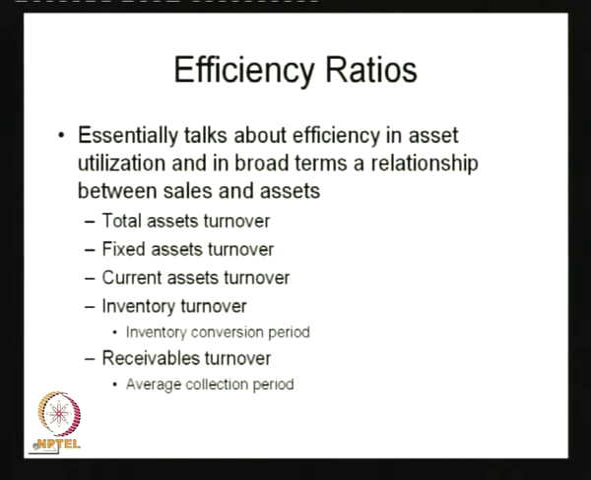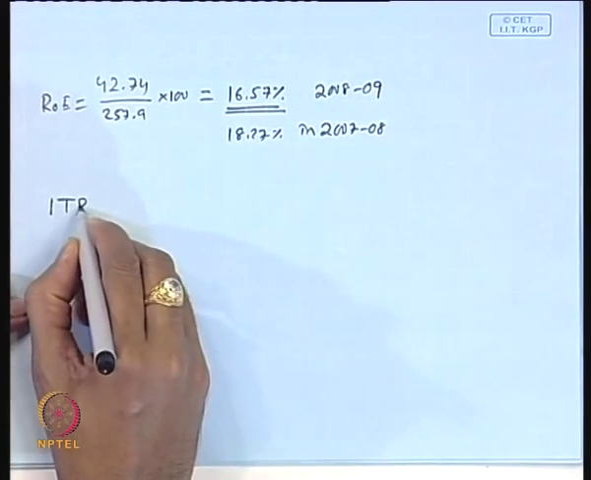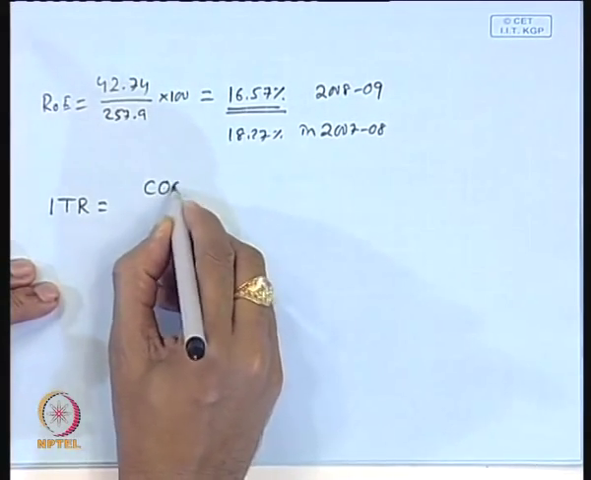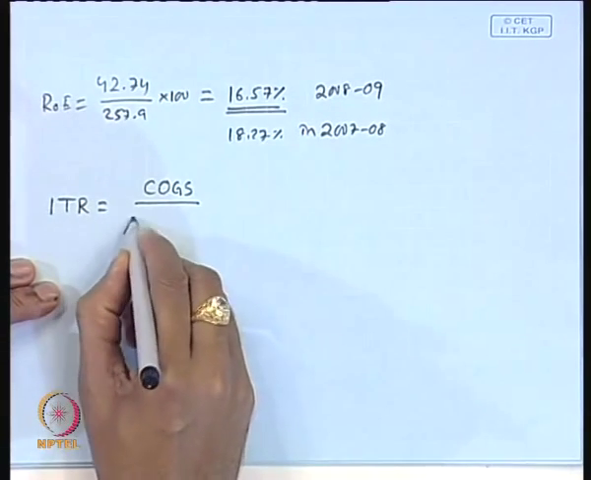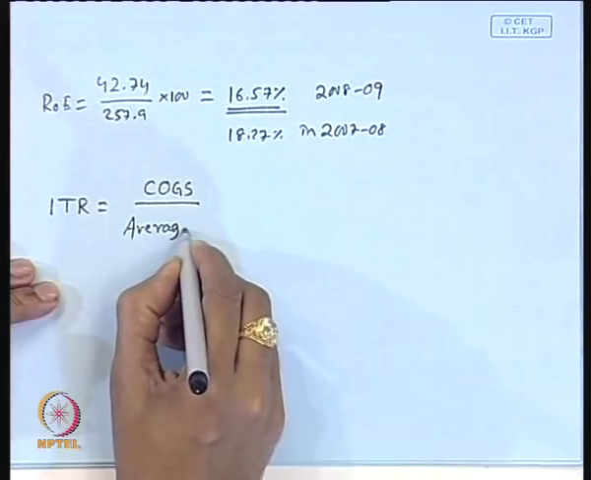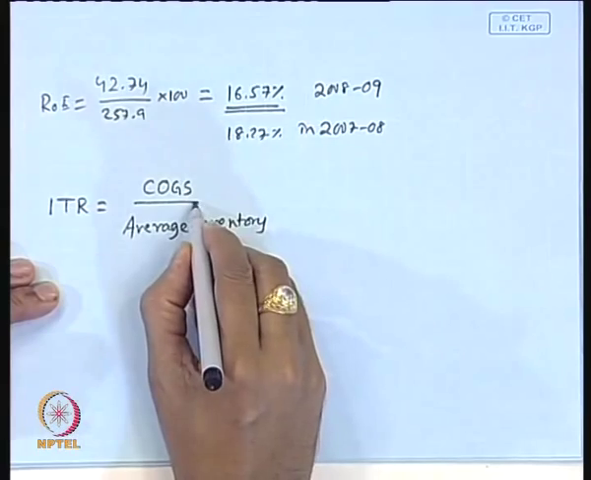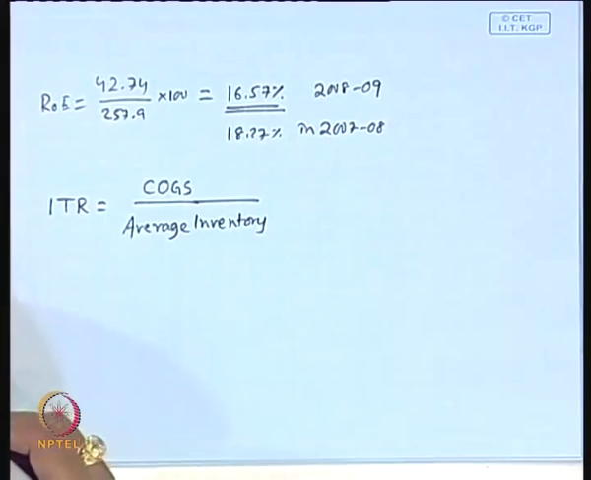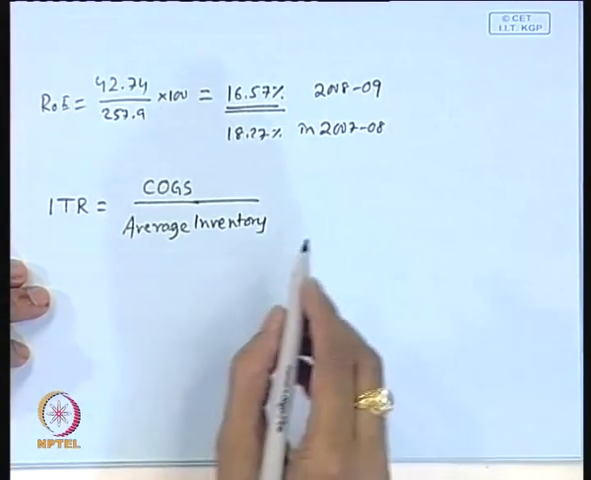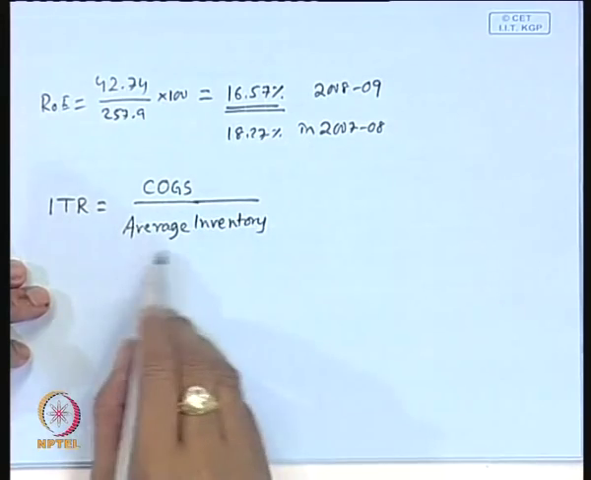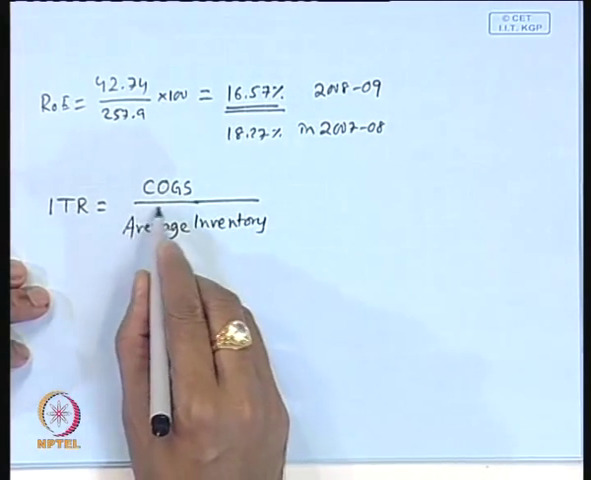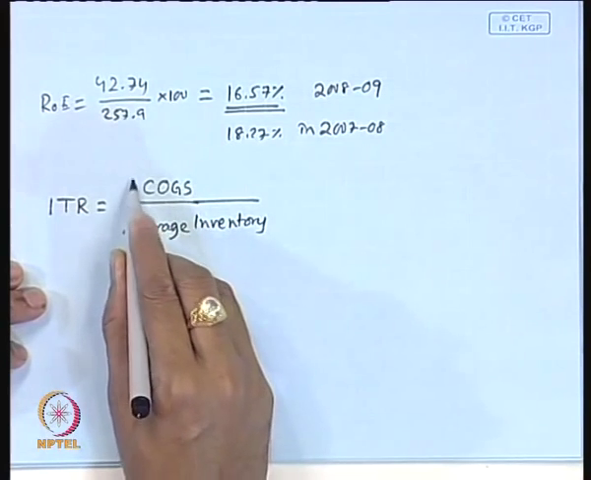Then the next ratio is called the inventory turnover ratio. In inventory turnover ratio, what happens? We find out the inventory turnover ratio, known as ITR, by taking the cost of goods sold divided by average inventory. When you say average inventory, we mean the average of opening stock and closing stock. If for any reason the opening stock figures are not there, then closing stock can be taken as the average inventory.